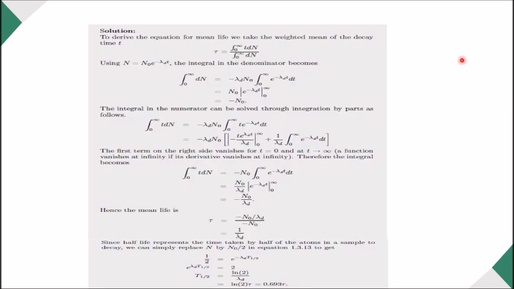So to verify that equation further, we can derive the equation for mean life as the weighted mean of the decay time t. Okay, so here is the derivation of the mean life and half-life of radioactive nuclei. To derive the mean life, we can take the weighted mean of the decay.